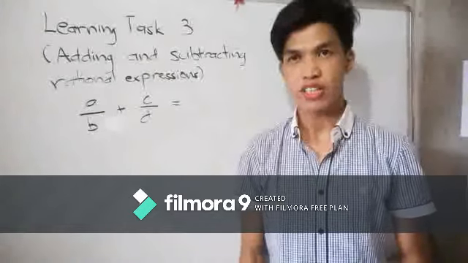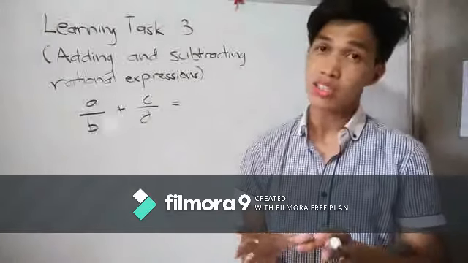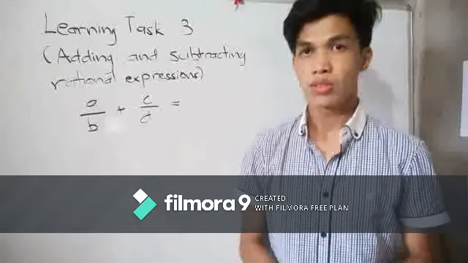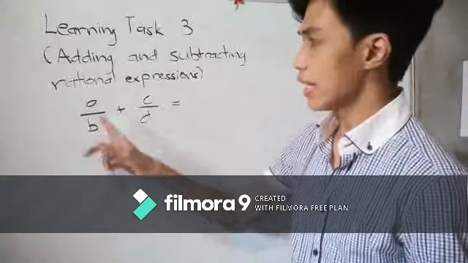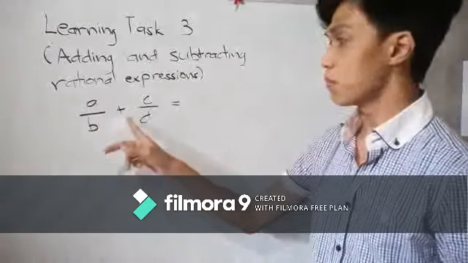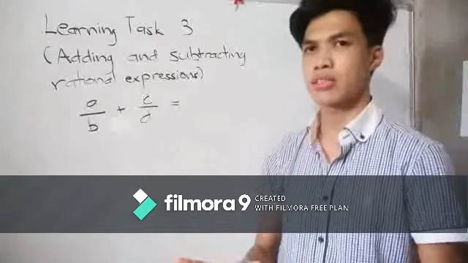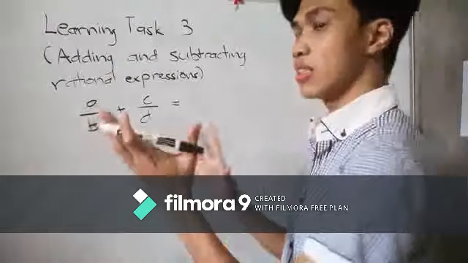Okay, so this is for learning task number 3. For learning task number 3, we just need to add and subtract rational expressions. The basic principle for that: we have here a over b plus c over d. So, how do we add or subtract rational expressions? The basic principle is this.